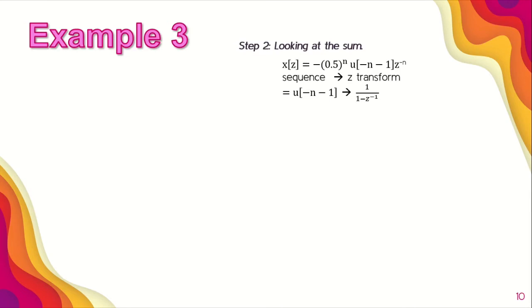Okay, moving forward to step number 2, looking at the sum. By changing the x[n] signal to the Z transform using the Z transform table, from the sequence of u[-n-1], we will get the last answer, which is 1 over 1 minus z^-1.